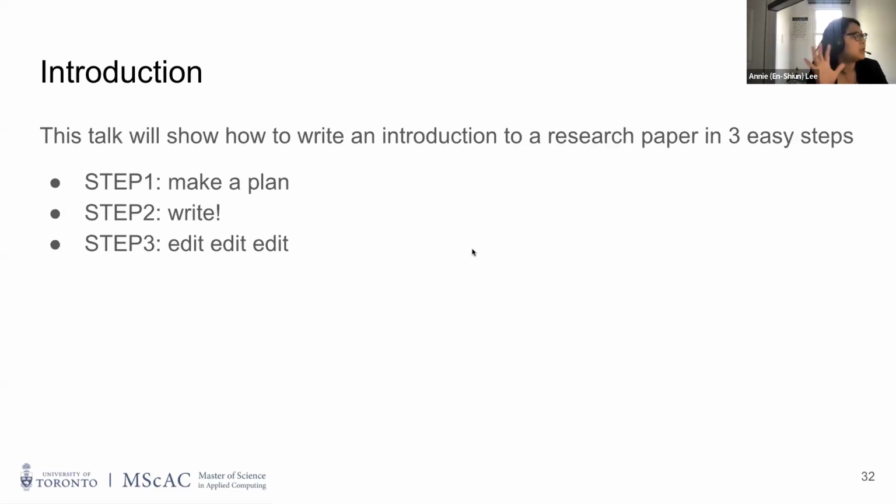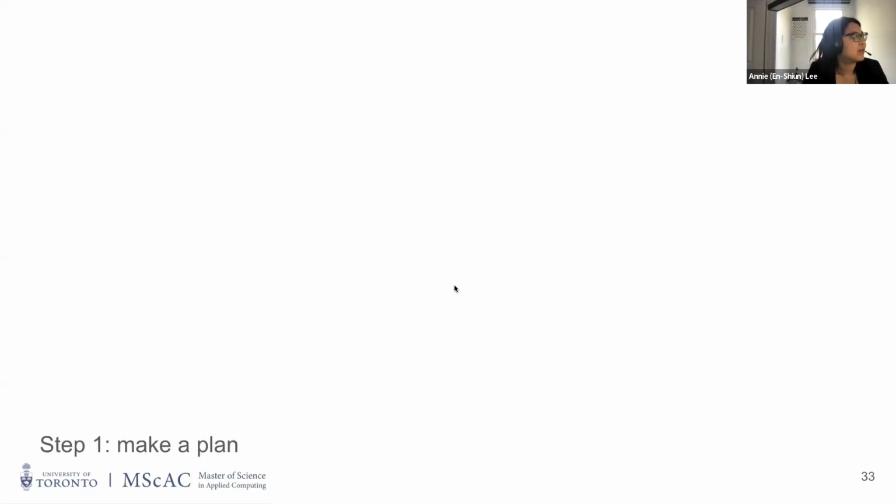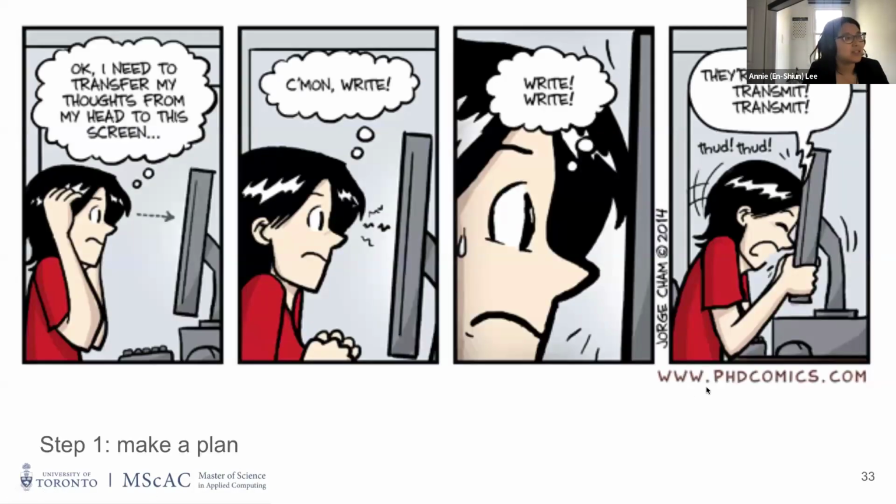Okay, so this is how to write an introduction to a research paper in 3 easy steps. 1, 2, 3. You start with the introduction, right? You make a plan based on your introduction. The introduction is the plan of how your research is going to go. Then you write based on that framework, and then edit, edit, edit, and make it refined and better. So this is the PhD Comics.